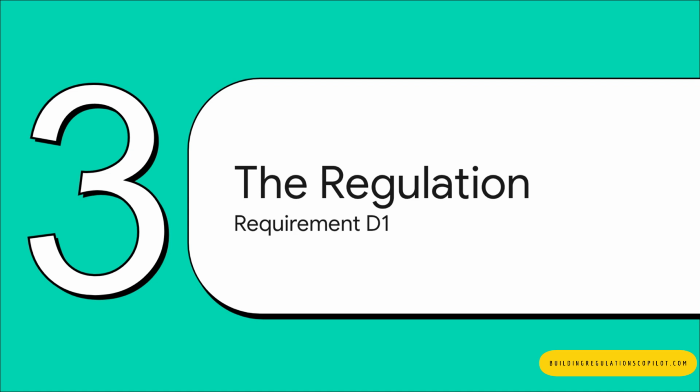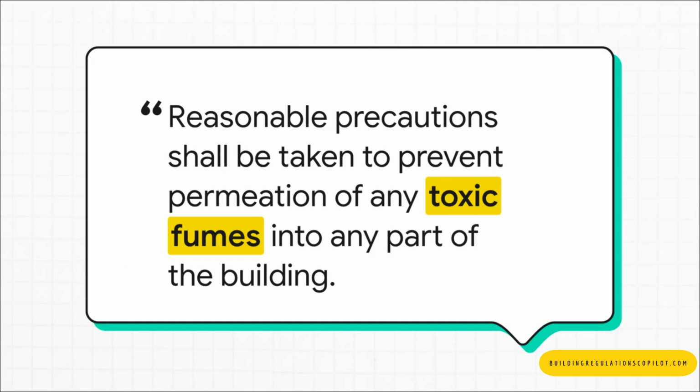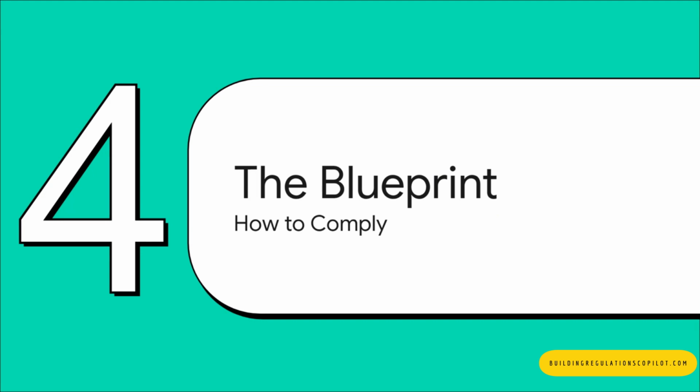And this is all laid out in what's known as Requirement D1. The regulation itself says, "Reasonable precautions shall be taken to prevent the subsequent permeation of any toxic fumes into any part of the building occupied by people." Now, pay close attention to that wording. It doesn't outright ban the material. Instead, it puts the responsibility squarely on the builder to make absolutely sure those fumes stay sealed away from where people live.